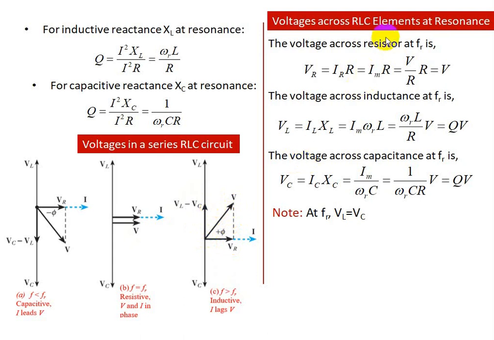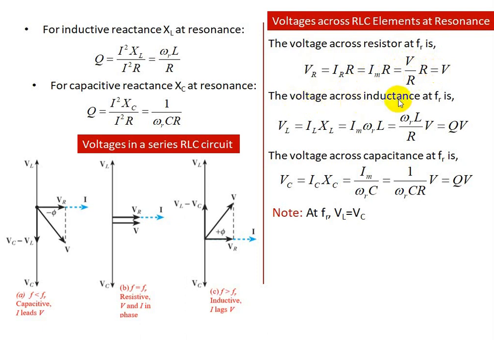Then, voltage across the various elements at resonance. Voltage across resistor at resonance: VR will be equal to IR into R, that is, current flowing through the resistance multiplied by the resistance. The current flowing in the circuit is Im, the current flowing at resonance. So Im into R, where Im is V by R. So V by R into R gives us V. So the voltage across the resistor will be equal to the supply voltage.